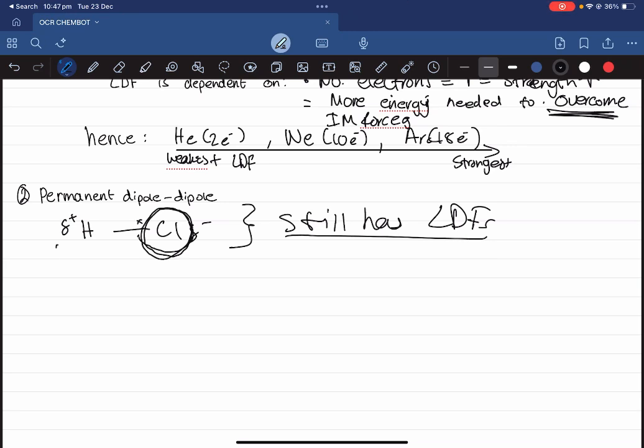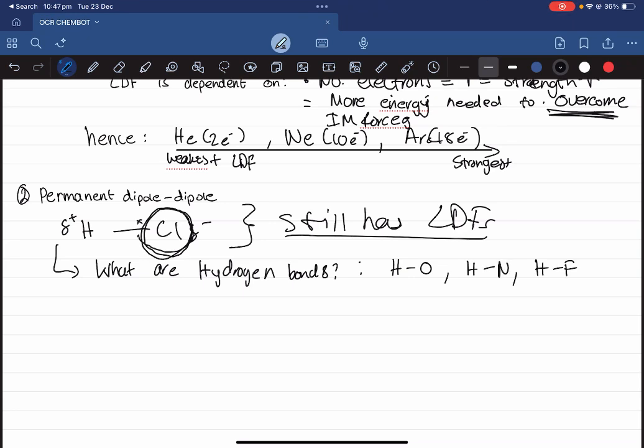Now, if we have already spoken about this, then what are hydrogen bonds? Because they work in a very similar format. Well, simply, a hydrogen bond is just a special type of permanent dipole-dipole interaction, and they only happen in the following compounds: H to O, obviously water, H to N, and H to F. These are the only compounds that actually form hydrogen bonds. The reason why is because of the amount of electronegativity difference between the hydrogen and the oxygen, the hydrogen and the nitrogen, and the hydrogen and the fluorine. These three are perhaps some of the most electronegative elements on the periodic table.